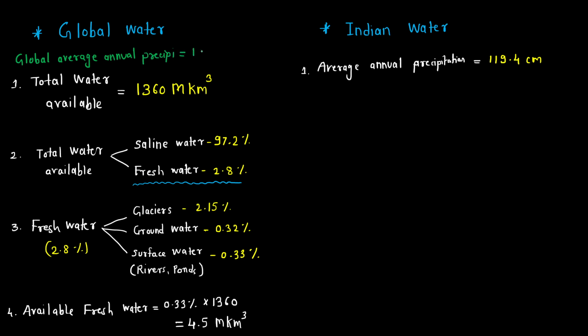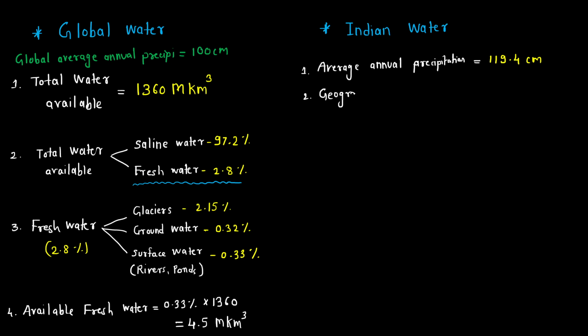So this value is 100 centimeter. Okay, so global average annual precipitation is 100 centimeter. India is 119.4 centimeter. Now second point, what is the geographical area of India?